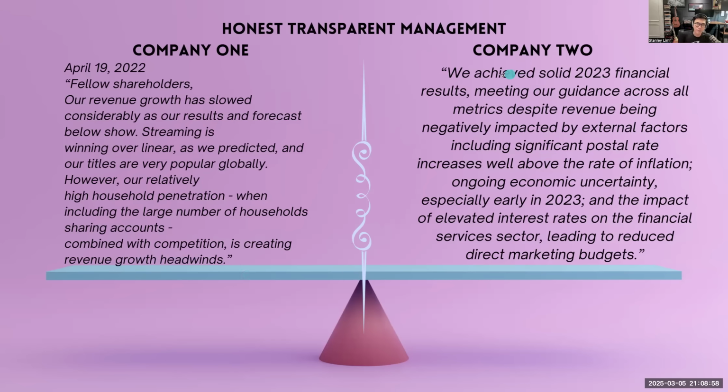The other one, company 2, in 2023, they say that we have achieved solid 2023 financial results, meeting our guidance across all metrics, but despite revenue being negatively impacted by external factors, including significant postage rate inflation, economic uncertainty. So you can see that this company claims that they have done very, very well in 2023, but then goes on to say that their revenue has dropped, has been negatively impacted.